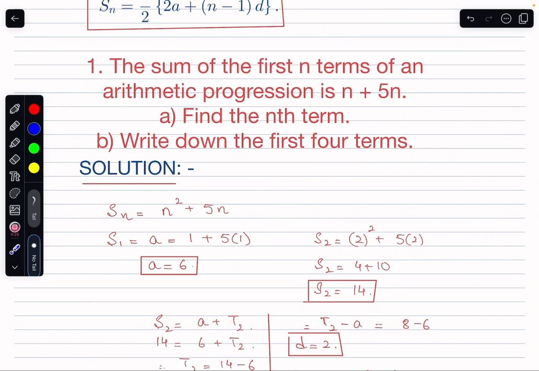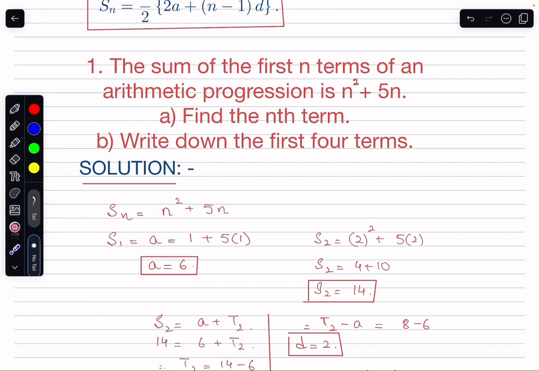To find the nth term, the sum is given by the expression n squared plus 5n. I can get the first term by substituting n with 1. If I substitute n as 1, we are talking about only the first term. Therefore, S1 equals the first term A, which is 1 plus 5 times 1, giving us the first term equal to 6.